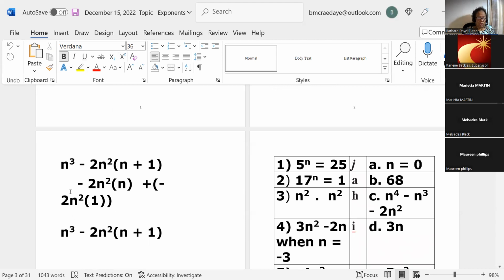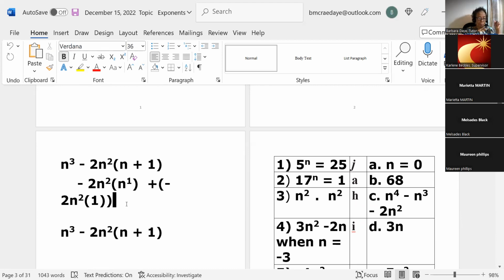Marietta, 2n to the second times n. Now, when you don't see a power, it's a 1, right? So let me just put a 1 there for you. Minus 2n to the second times n to the 1. What is that equal to, Marietta?